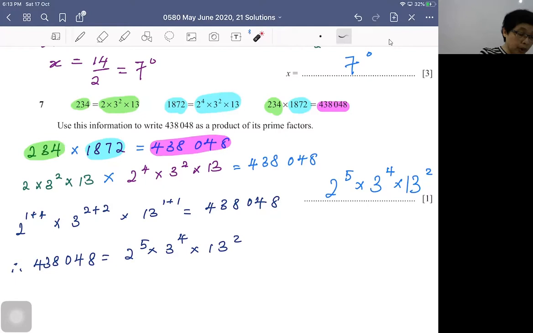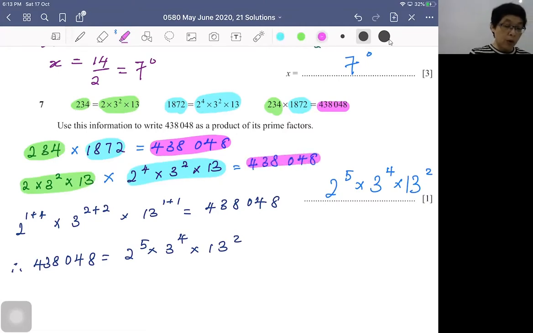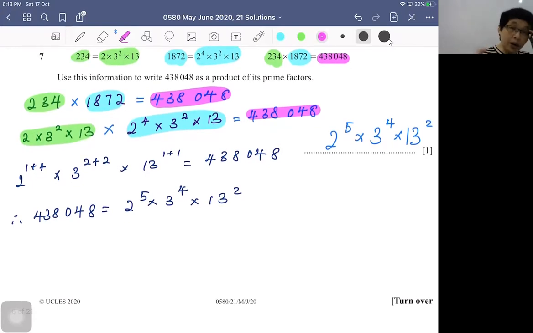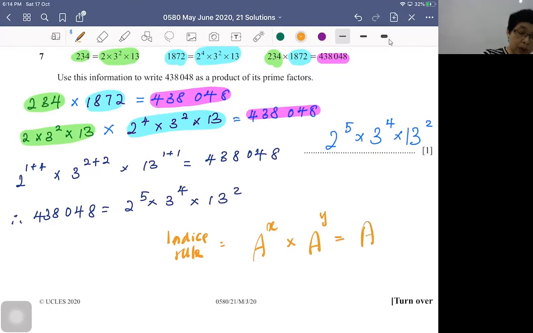We also know that 234 can be written as its product of prime factors, which you have already broken down. The same thing for 1872, which also has its product of primes listed, and that will equal 438048. Once you list it down, the next thing is super easy. You just look for the same bases and apply the indices rule: when you multiply a to the power of x by a to the power of y, you get a to the power of x plus y, as long as the base is equal.